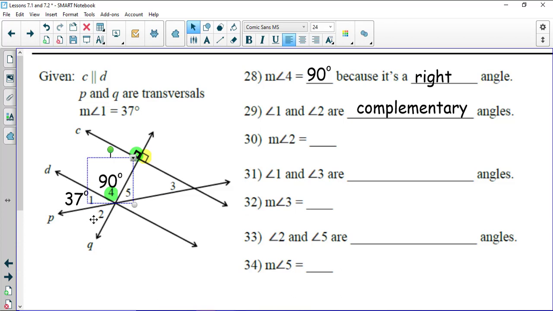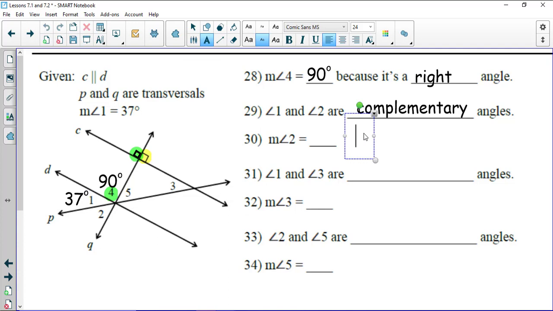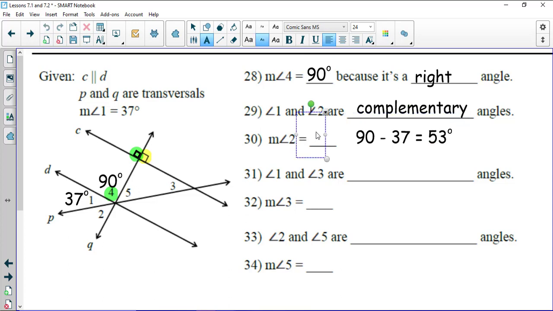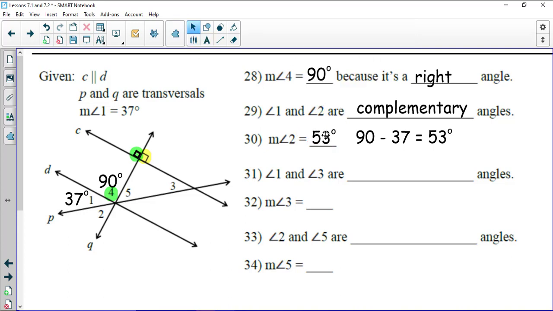So if I want to find the measure of angle 2, since I know that angle 1 is 37 degrees, I need to take 90 minus 37. And 90 minus 37 is going to get us 53 degrees. So the measure of angle 2 is 53 degrees. And I'll fill that into the picture as well. It's really like putting a puzzle together.